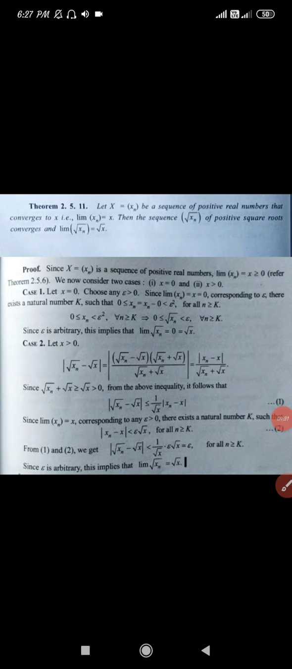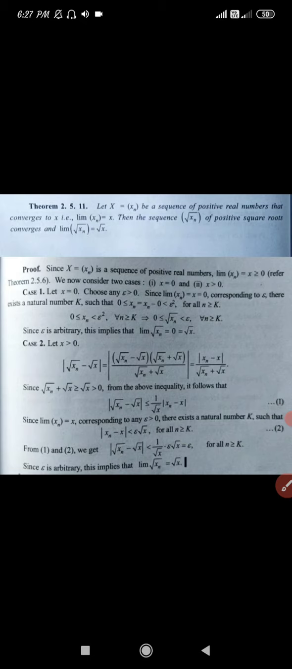Moving on to the next theorem. The theorem states that let x = (xn) be a sequence of positive real numbers that converges to x, that is limit of xn equals x, then the sequence root xn of positive square roots converges, and limit of root xn equals root x.